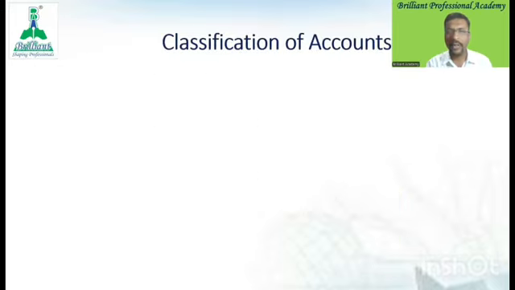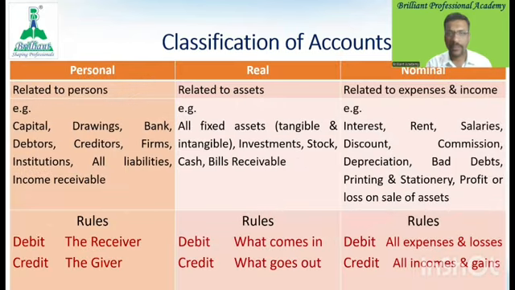Is this clear? Now, we are going to cover all the points in this table. Please go through the table. Personal accounts are related to persons, real accounts related to assets, nominal accounts related to income and expenses. Now examples are given and rules are also given. While watching, you can pause this slide, check all the points and then go further.